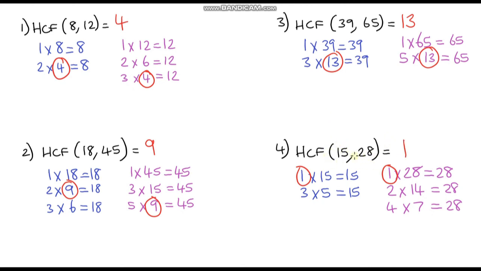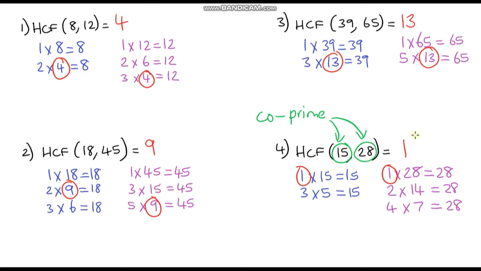Now there is a particular name for these types of numbers. So these pairs of numbers, if the only common factor they have is 1, they have a special name. They are called co-prime. So I'll write that down. Co-prime. Okay. So co-prime numbers are numbers that do not share any factors apart from 1.